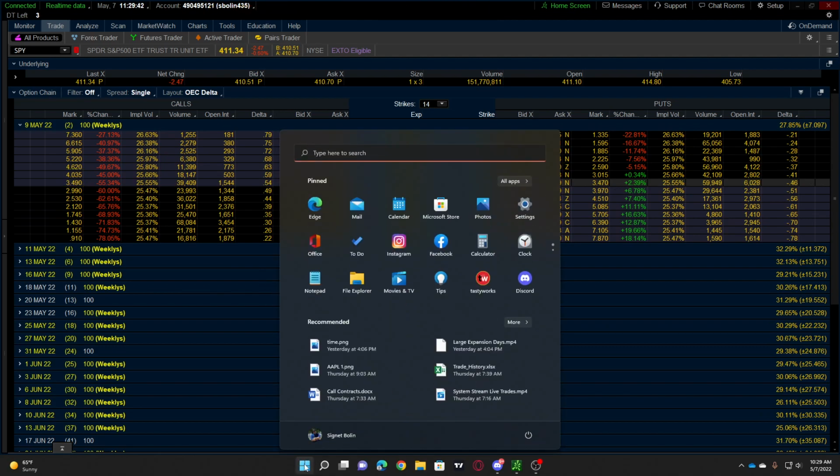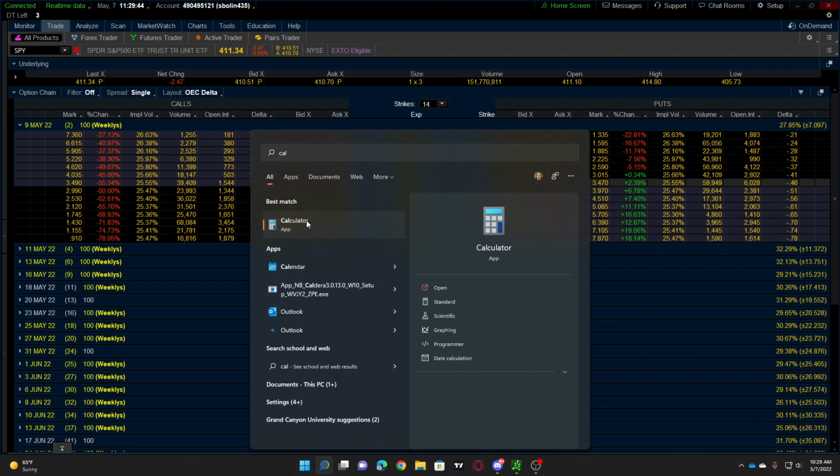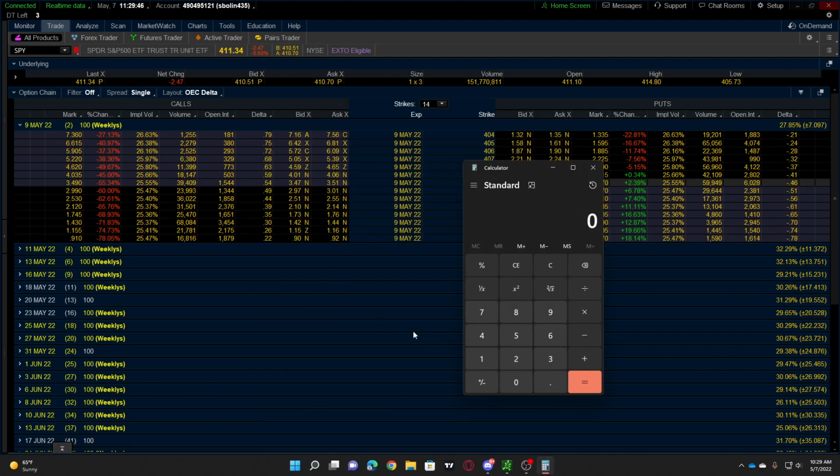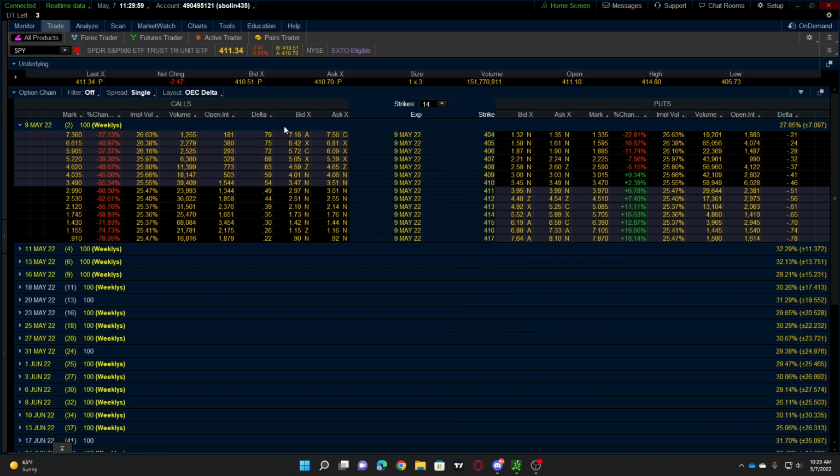Get the old calculator out. 3.49 plus, well, what did you say? 54. 4.03. So for every $1 move in the underlying market, delta will be applied to the value of the option.